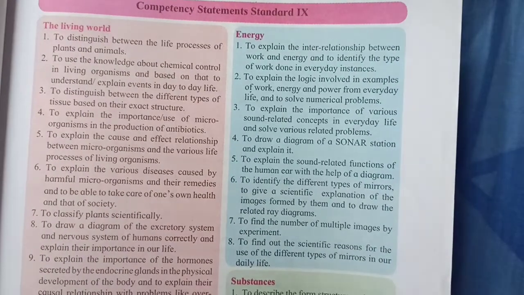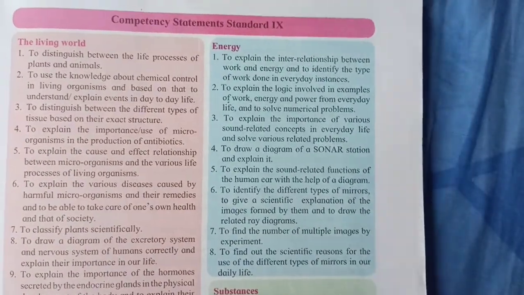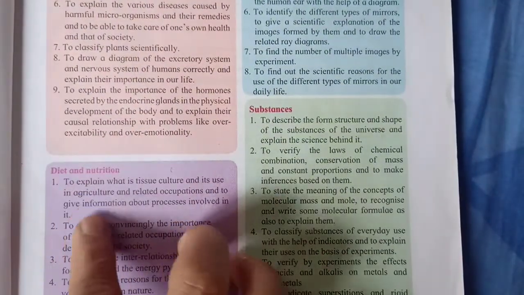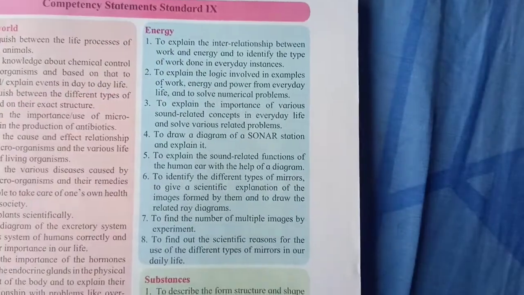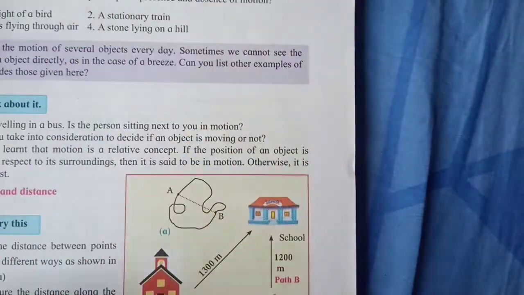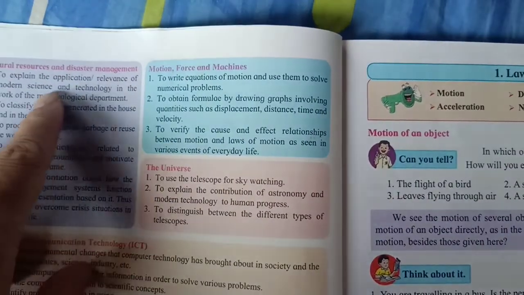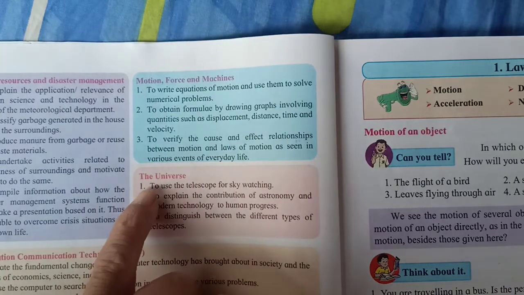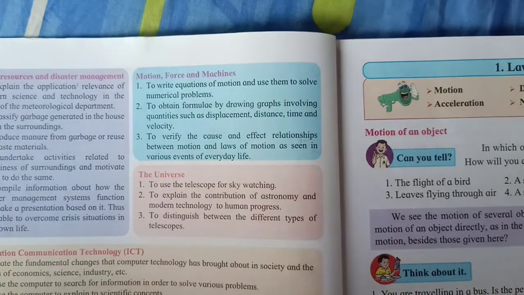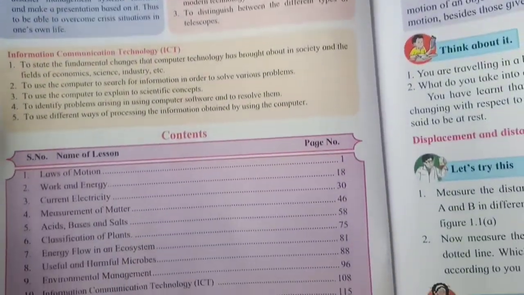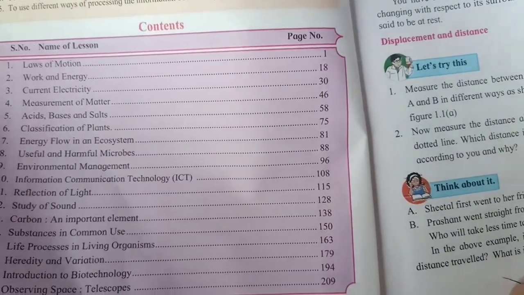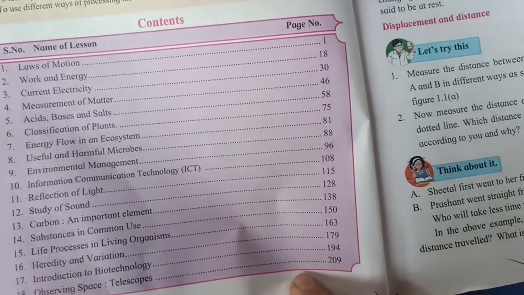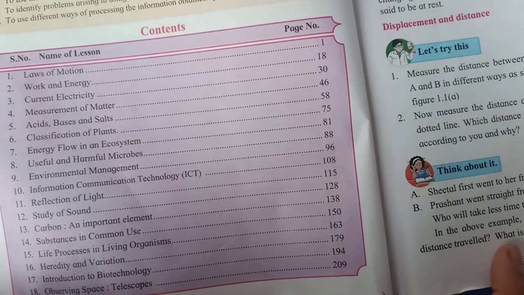Then the next page has some competency statements of standard 9, related to the living world, diet and nutrition, energy, substances, natural resources and disaster management, motion, force and machines, the universe, and information communication technology. And here are given the contents of our textbook. In your textbook, total 18 topics are present, right?